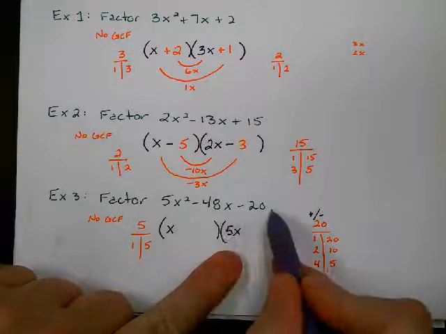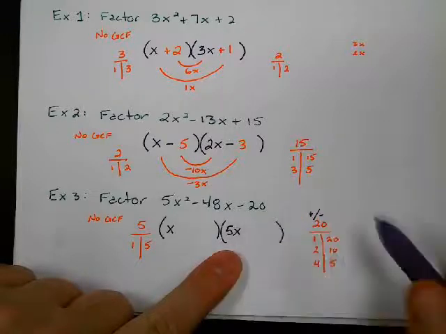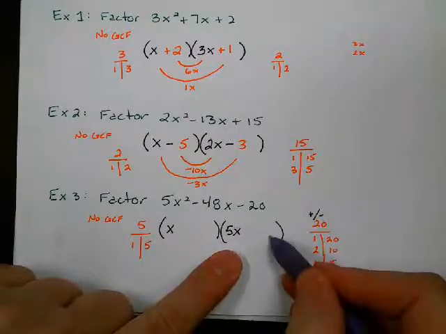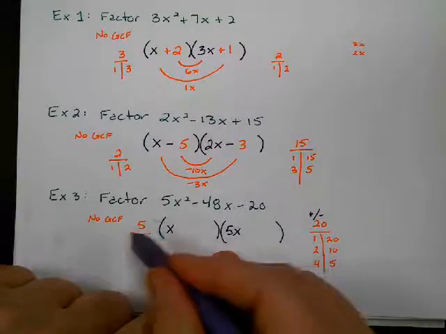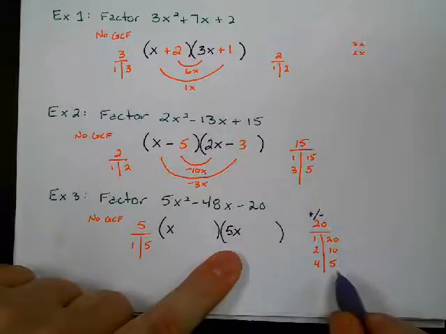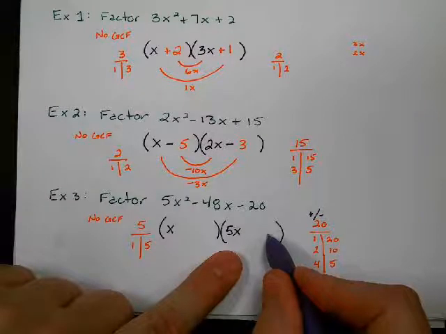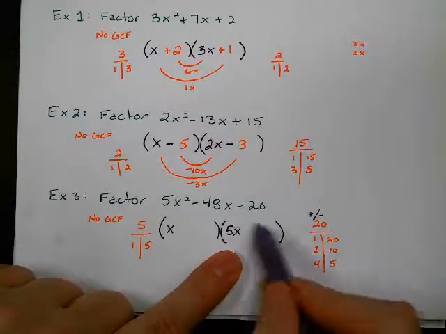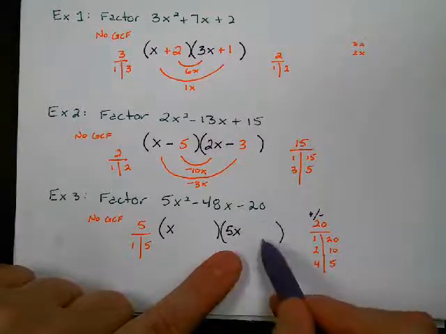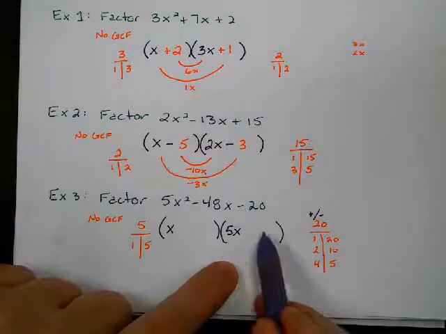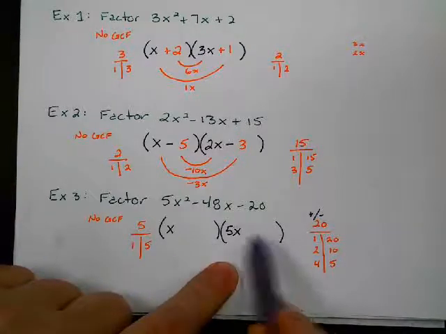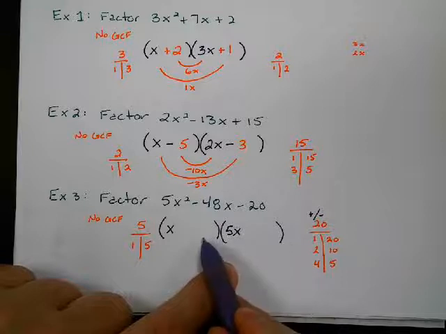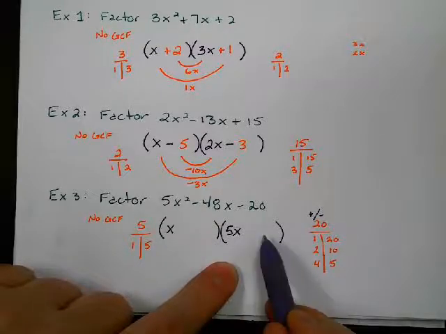This also means I can't put 10 here, because that would give me a GCF of 5. And there were no GCFs. I also can't put 5 there, because that would give me a GCF of 5. So I only have to check 1 and 20, 2 and 10, and 4 and 5. Those are the only combinations I have to check. I don't have to check any of the combinations that give me a GCF, because at the beginning of the problem, I said there wasn't one.